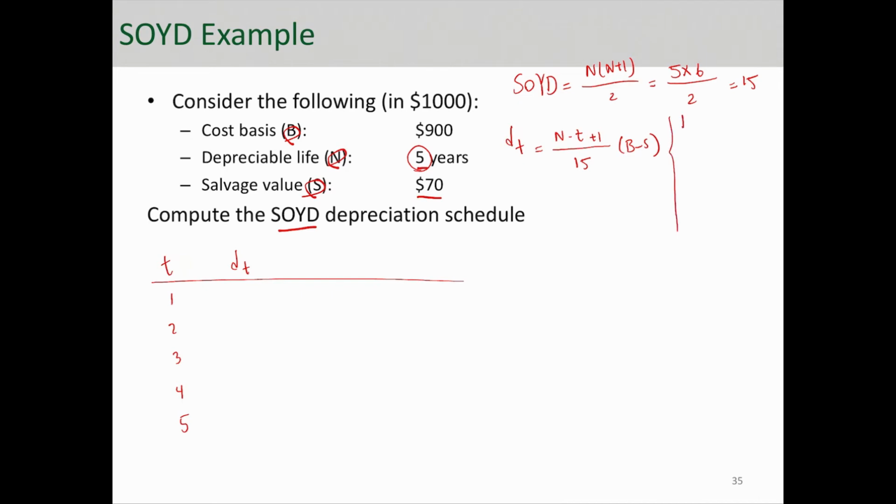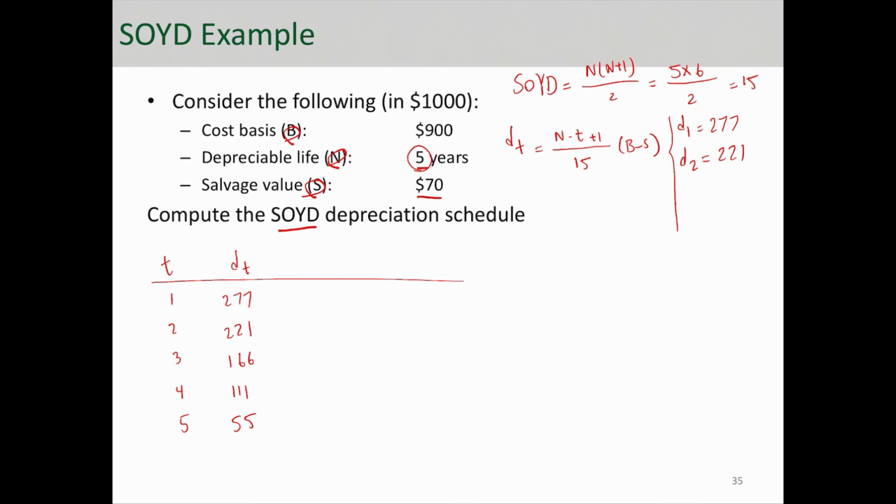So for example, D1 would be 5 minus 1 plus 1 over 15 times $900,000 minus $70,000. And if you calculate that, that is $277,000. If you do D2 by replacing T with 2, and keeping N, B, and S the same, you get $221,000. So in fact, you can continue this calculation and you will see that you will have these depreciation deductions for every year.